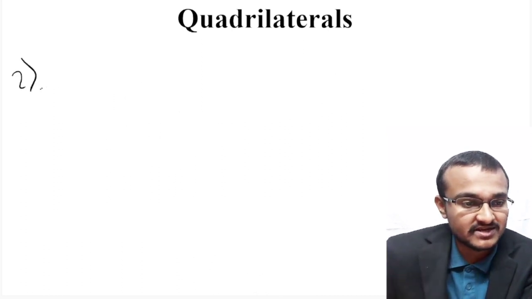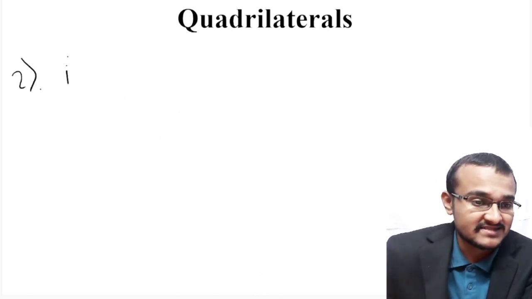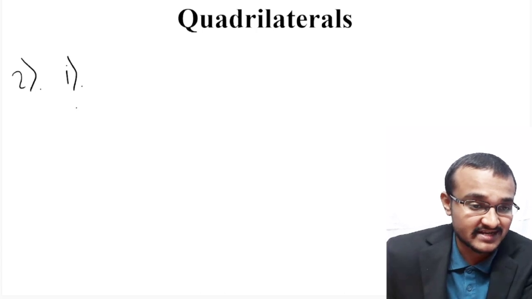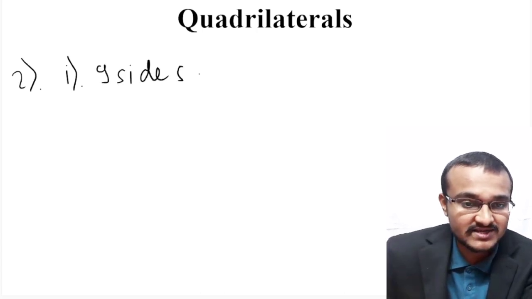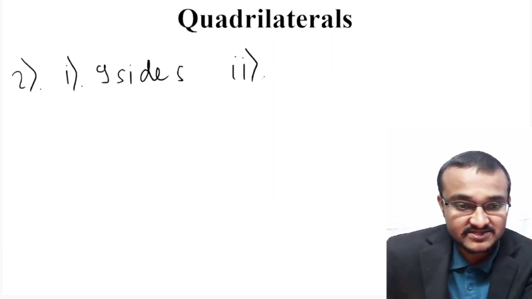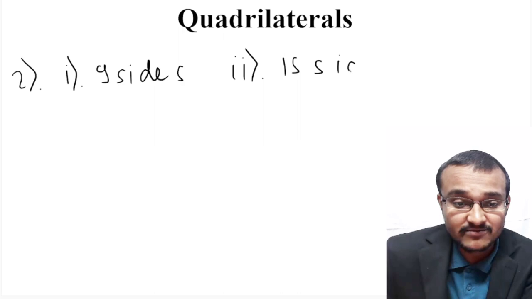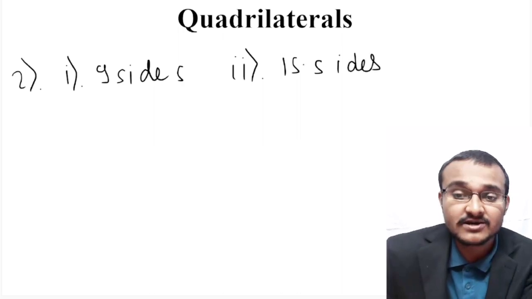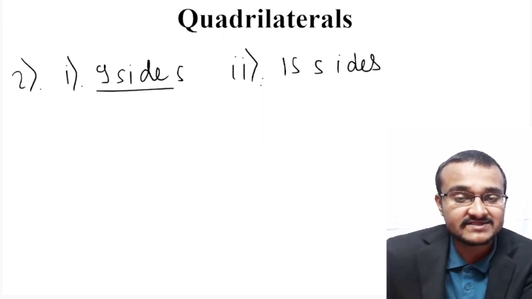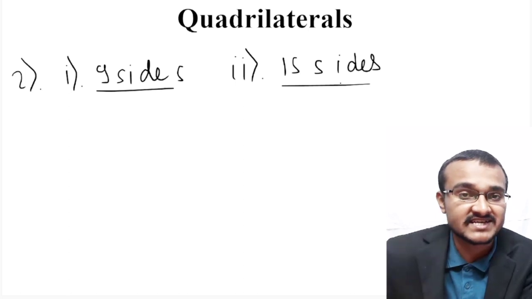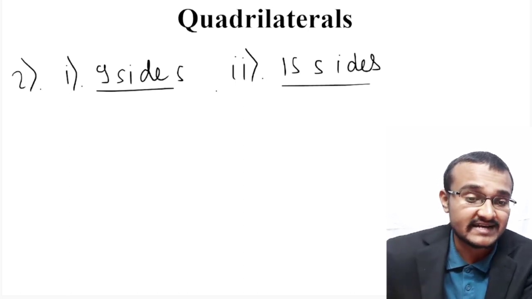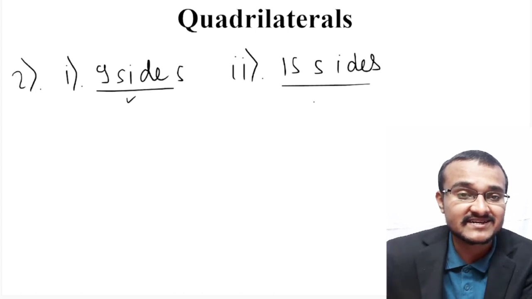Coming to the second question, they have given two parts in this second question. One is 9 sides, the other is 15 sides. So there are two different regular polygons given in this question. One has 9 sides, the other has 15 sides. Here they have asked to find the exterior angle of this 9-sided regular polygon and the 15-sided regular polygon.